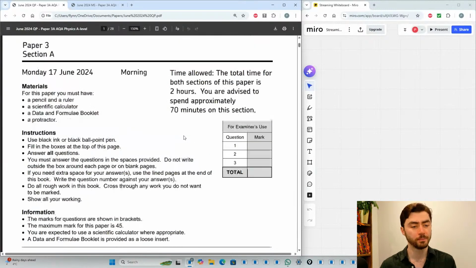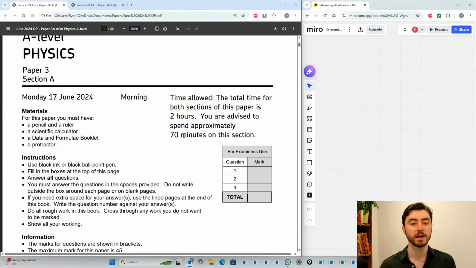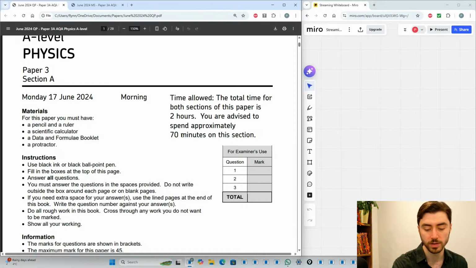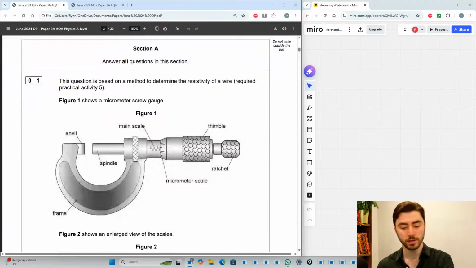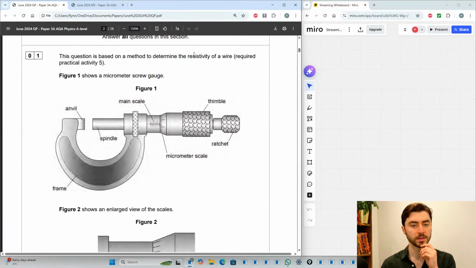So for this paper, you're advised to spend 70 minutes on the section, so that's how much I've put on the timer. We'll go through it, we'll mark it up, we'll see how it goes. 3, 2, 1, begin. Okay, so resistivity of a wire, classic. Screw gauge micrometer, love it.